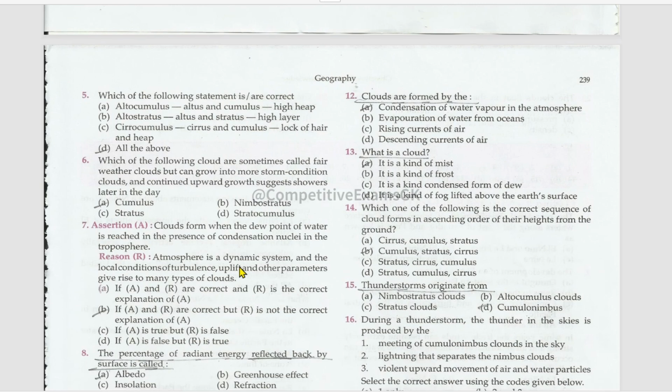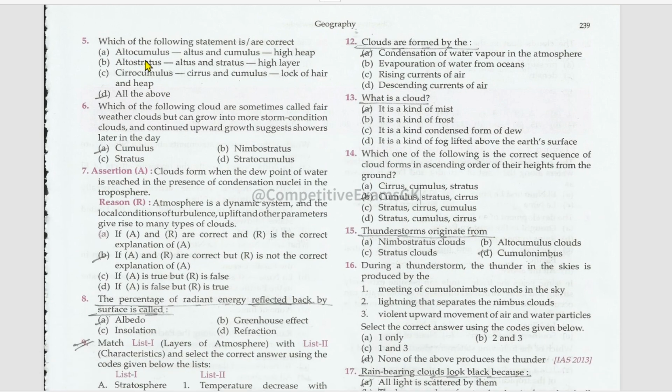Which of the following statements is or are correct? Altocumulus: altus and cumulus, high heap, right? Altostratus: altus and stratus, high layer, true. Cirrocumulus: cirrus and cumulus, lock of hair and heap. This is also right. Which of the following clouds are sometimes called fair weather clouds but can grow into more storm condition clouds, and continued upward growth suggests showers later in the day? Those are cumulus.